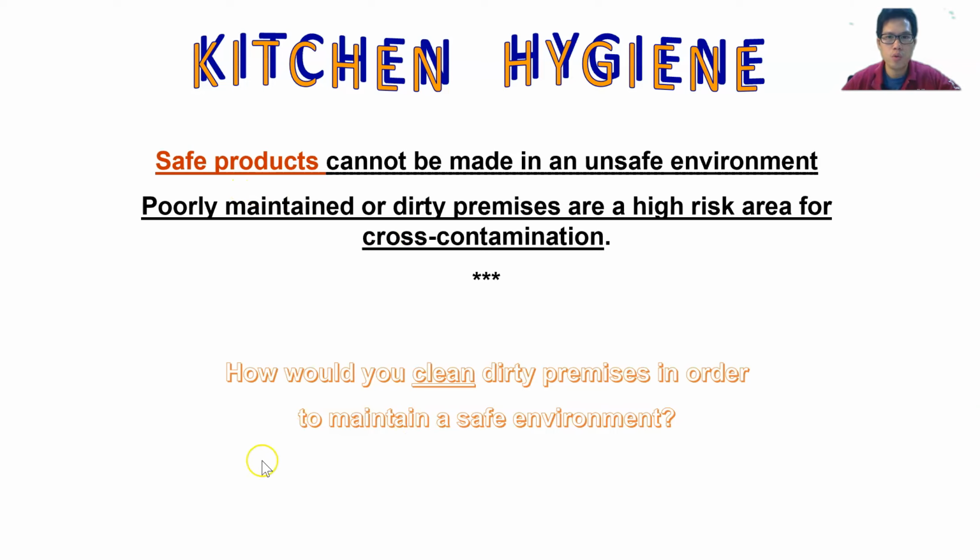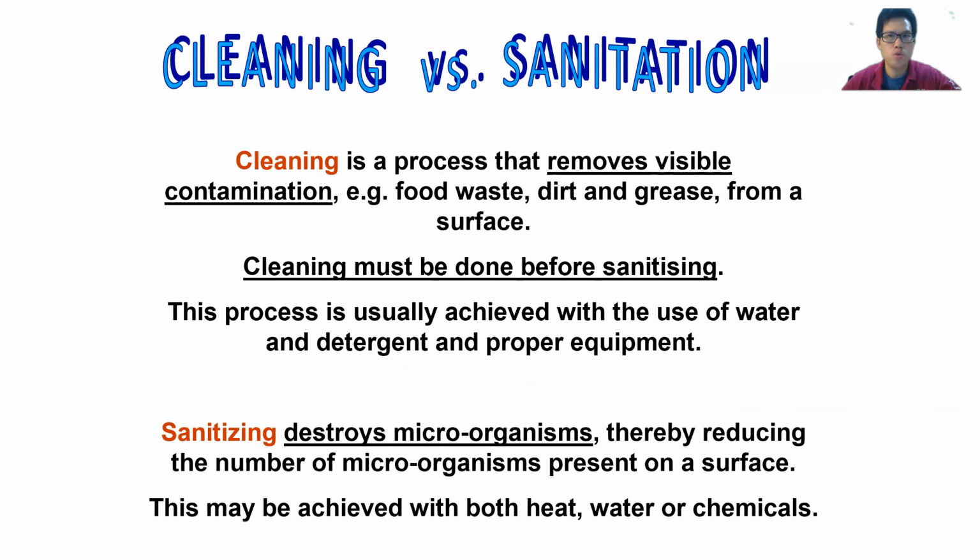So how would you clean dirty premises in order to maintain a safe environment? You need to have these two areas. There are two things here: one is cleaning, another is called sanitizing.